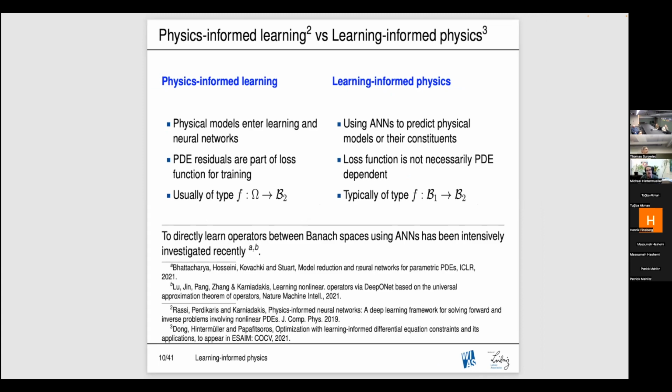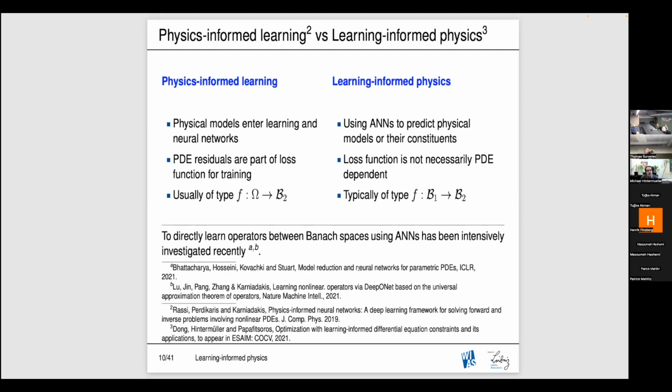Then, just to fix a bit of terminology in order to not confuse people, you may have heard about physics-informed learning, and I will talk about learning-informed physics. So they are not the same. It's not just a permutation with the same meaning, but there's a difference. Physics-informed learning is a situation where you may assume that you have some PDE model, for instance, at hand, modeling a physical process, and then you use an artificial neural network in order to discretize the partial differential equation.